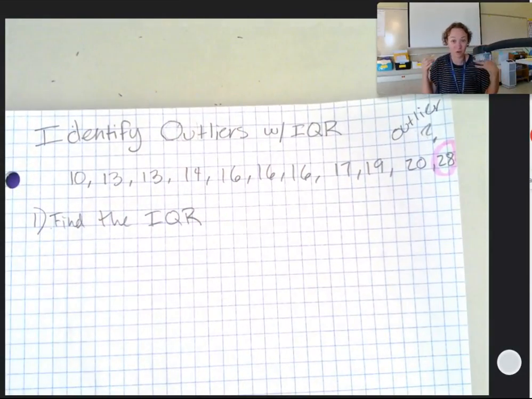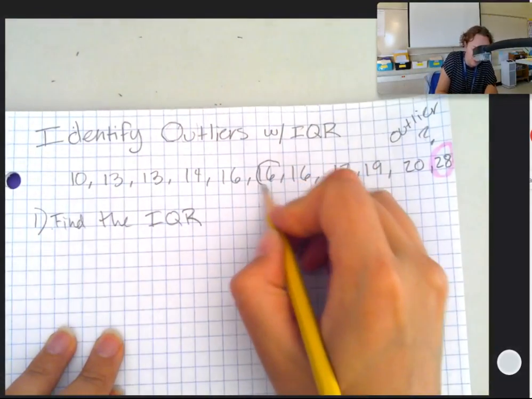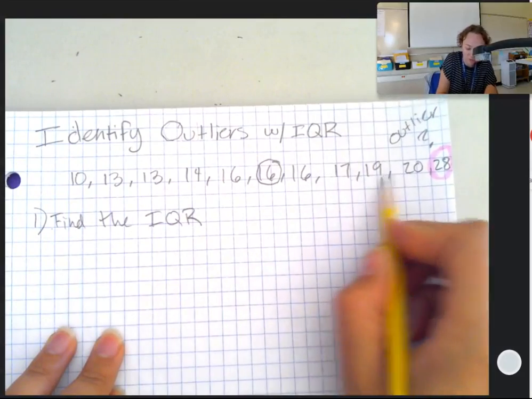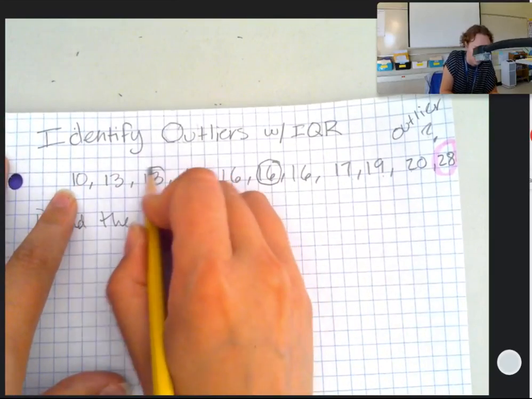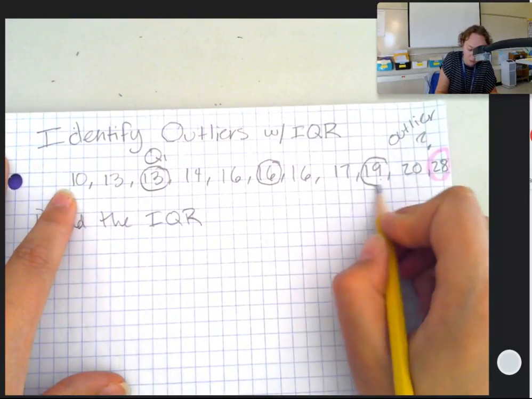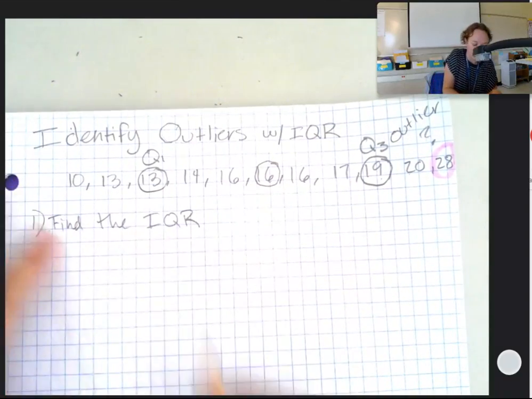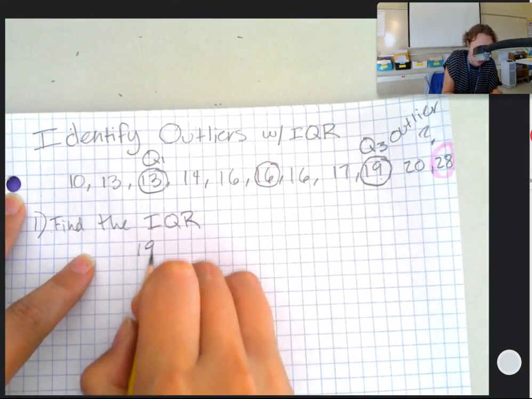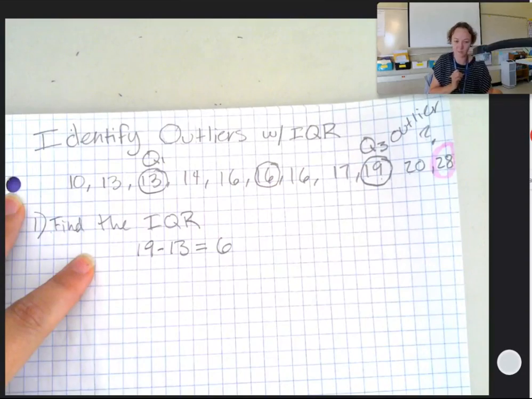So they're already in order. There are 11 numbers. 1, 2, 3, 4, 5. So 16 is my median. 1, 2, 3, 4, 5. 5 on either side. That leaves me with 5 here. So the middle one is my Q1. Middle one here is Q3. So then my IQR must be 19 minus 13 is 6.